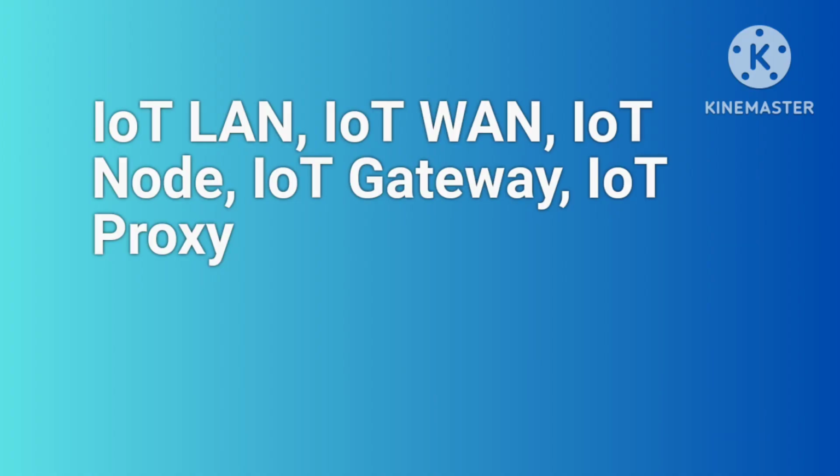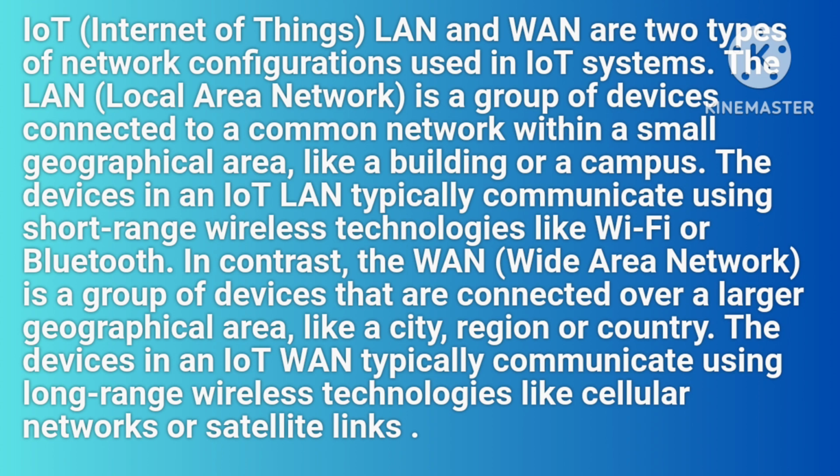IoT LAN, IoT WAN, IoT Node, IoT Gateway, IoT Proxy. IoT, Internet of Things, LAN and WAN are two types of network configurations used in IoT systems.